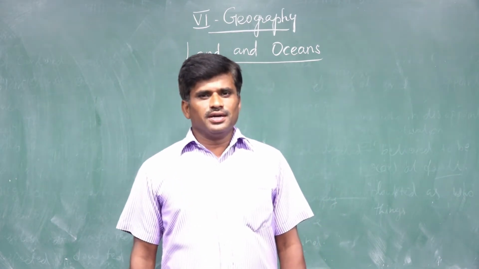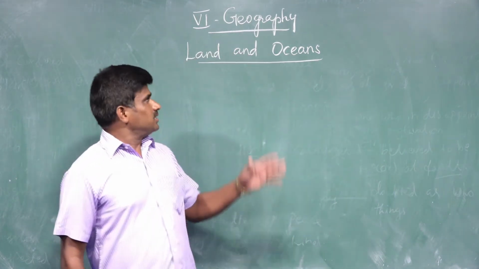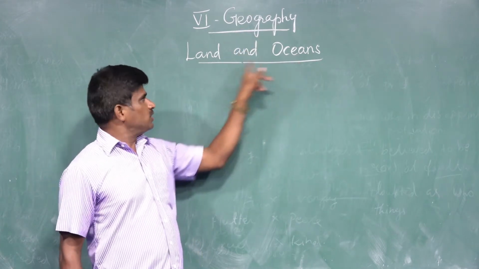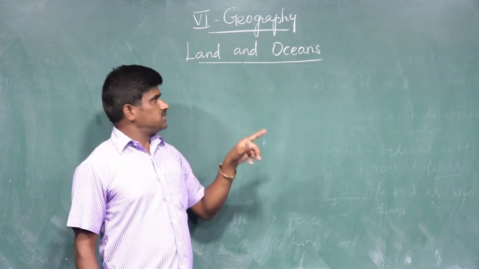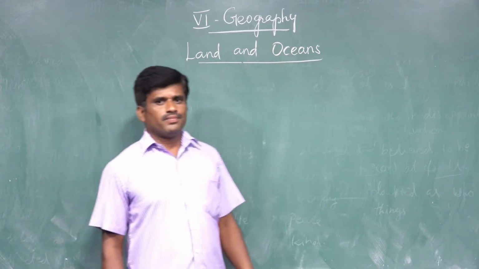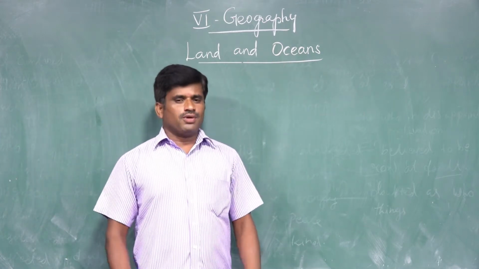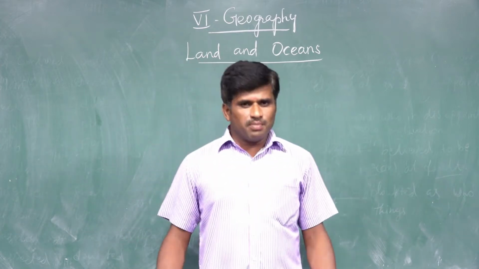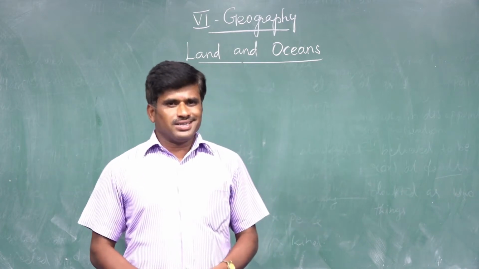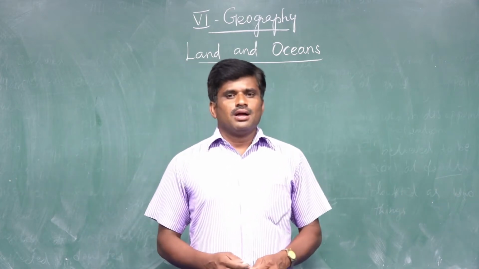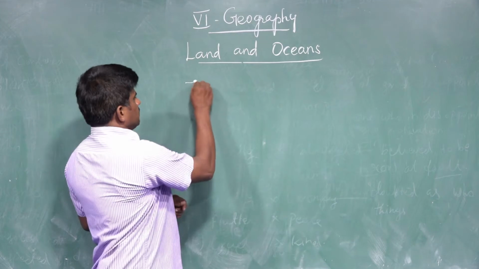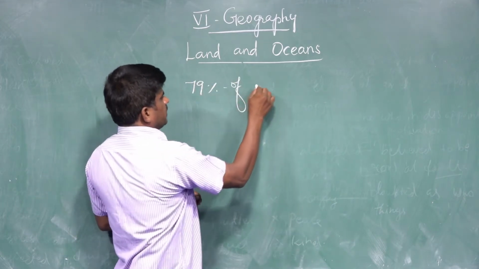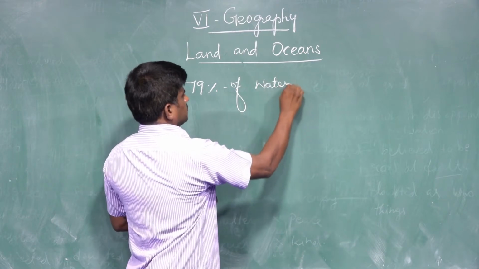Today you are going to learn about 6th standard geography. The topic is land and oceans. Before going to the topic, let's go for the introduction. The Earth is surrounded by water and land. Water occupies 79%.